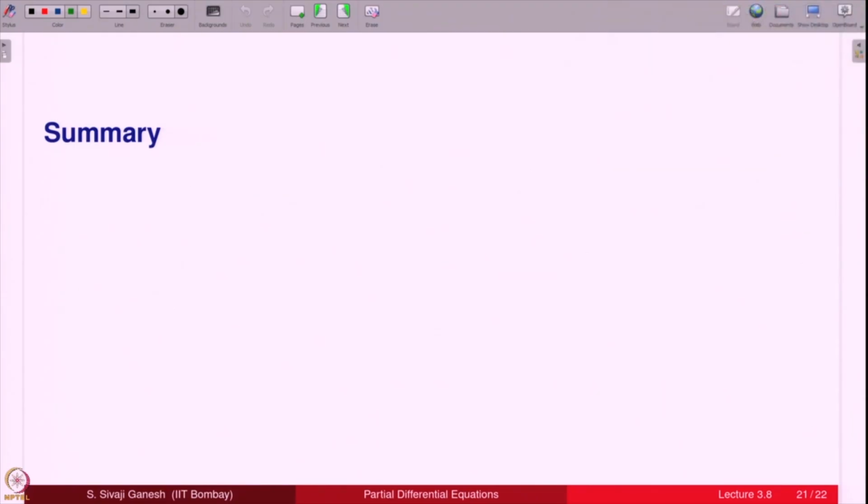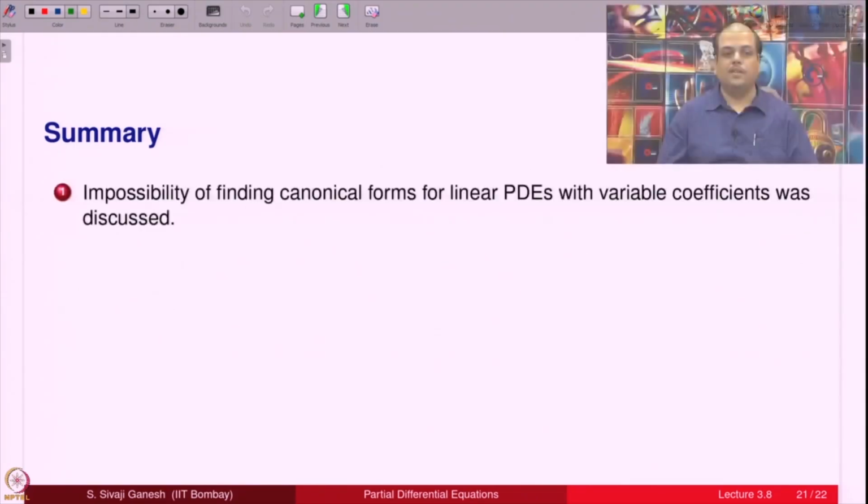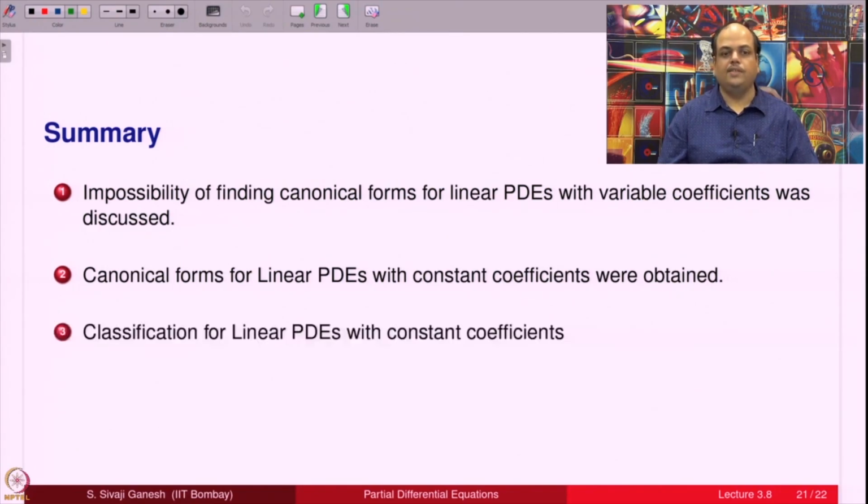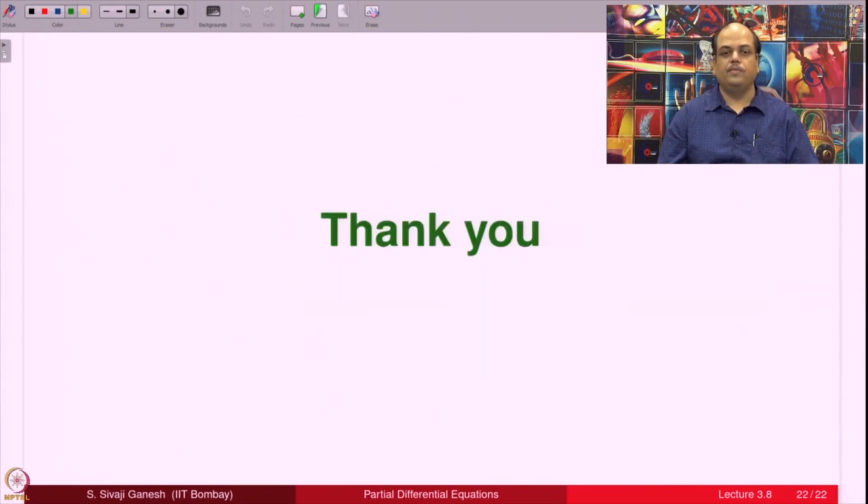So, let us summarize what we did in this lecture. The impossibility, or near impossibility, of finding canonical forms for linear PDEs with variable coefficients was discussed. Canonical forms for linear PDEs with constant coefficients were obtained. Classification for linear PDEs with constant coefficients was understood more clearly. Thank you.